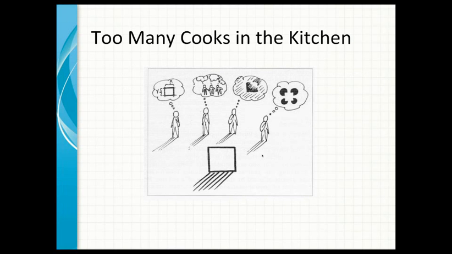So I love this photo. This is called Too Many Cooks in the Kitchen. The reason why I put this up is because software companies do have too many cooks in the kitchen, meaning they have someone from marketing, sometimes someone from sales, someone from PR, someone from the design team, someone from the coding team, the IT team, higher management involved, all of these people, and everyone has ideas.